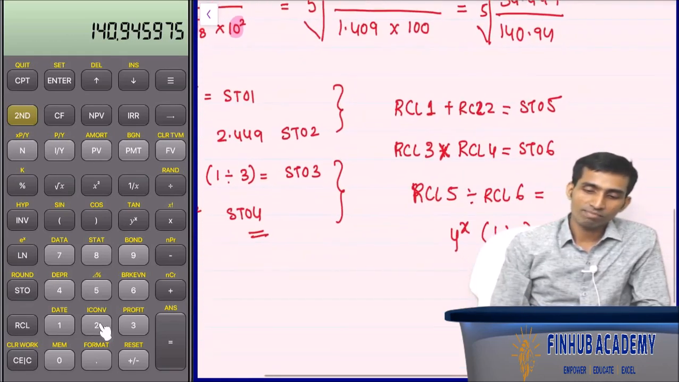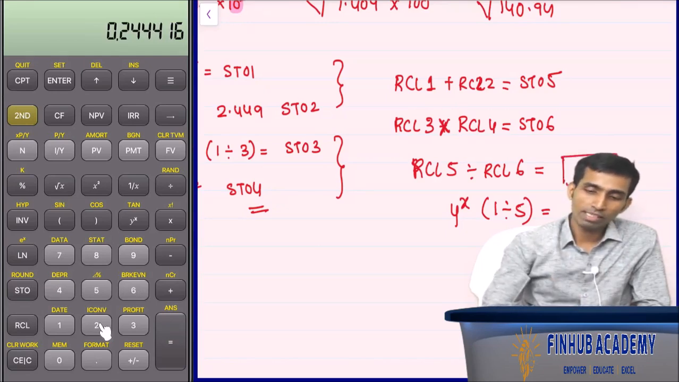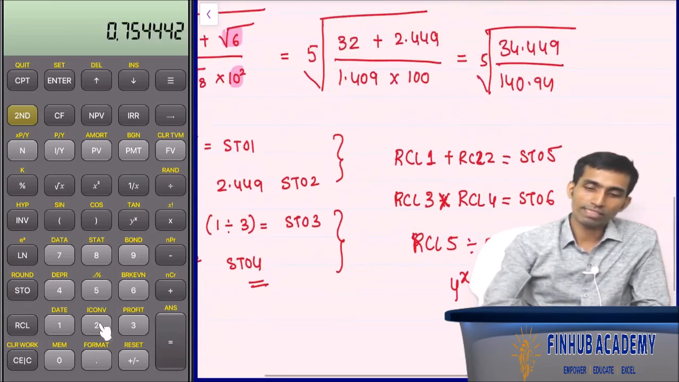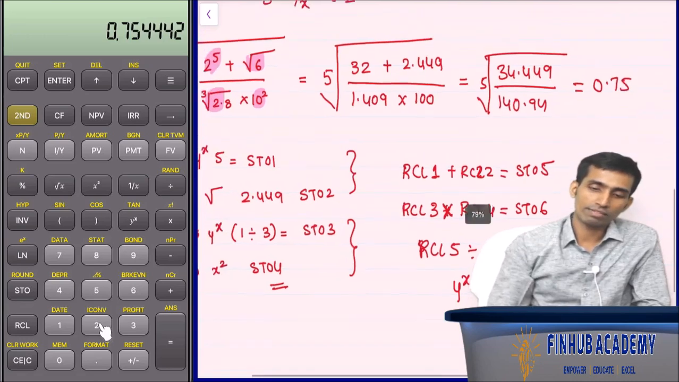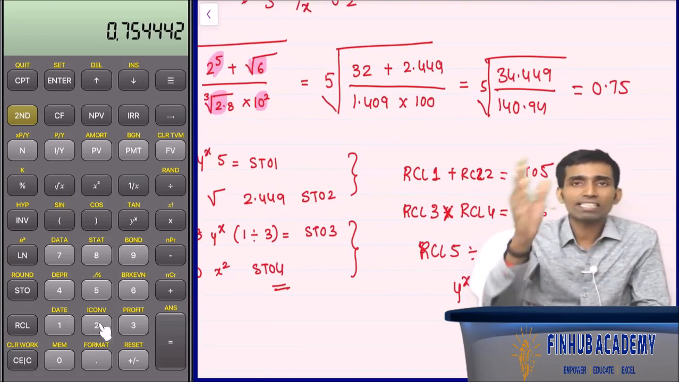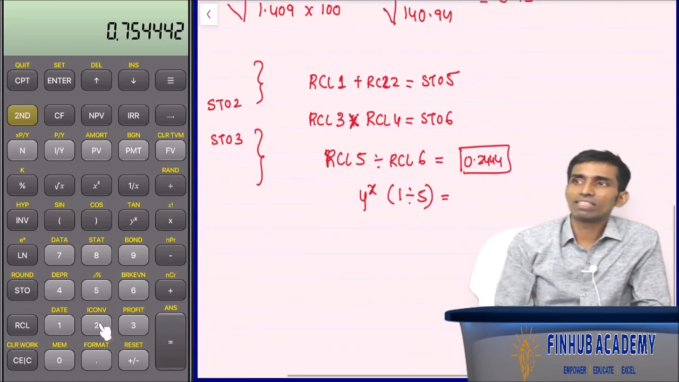So let us check. RCL5 divided by RCL6 equals, see I have got 0.244. Then y raised to x, bracket open, 1 divided by 5, bracket close, equals. I am getting 0.75 as the final answer. See what I have done: I can store, I can recall. We will have to make a habit of this because we can't write everything, remember.